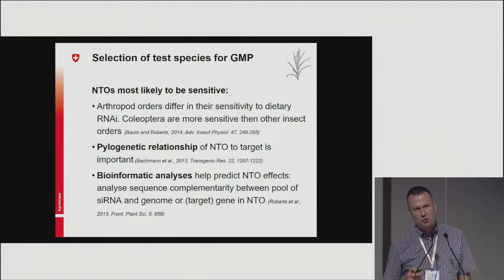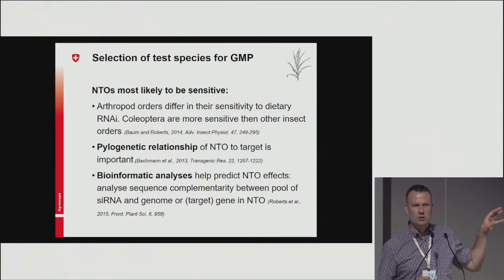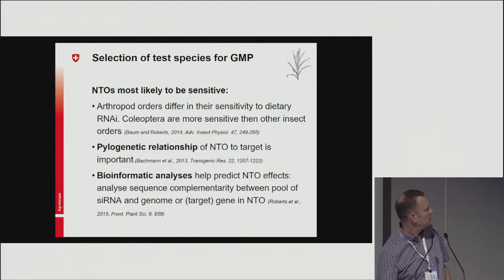We know that beetles, coleopterans in particular, are very sensitive. That's why the first product that will be out probably next year in the field in the US is targeting a beetle pest. We know that lepidopterans, for example, are far less sensitive. We know that dipterans appear to be less sensitive. So we can use this knowledge to select our species.